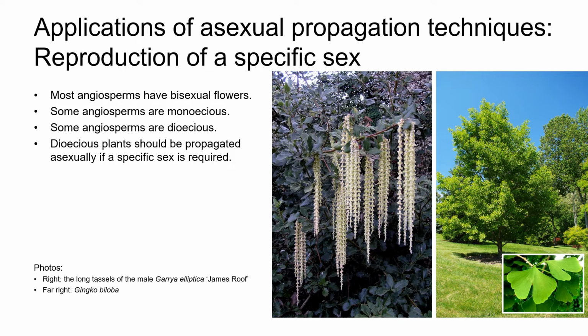Cultivars of ginkgo are propagated using grafting techniques. Another example of a dioecious plant is our California native shrub, Garrya elliptica, the coast silk tassel. The male flowers are much longer and showier than the female flowers, and therefore more desirable from an ornamental point of view. Almost all the coast silk tassels that you'll see in ornamental landscapes are males, which have been propagated asexually from stem cuttings.